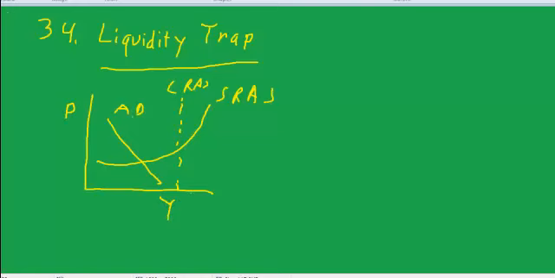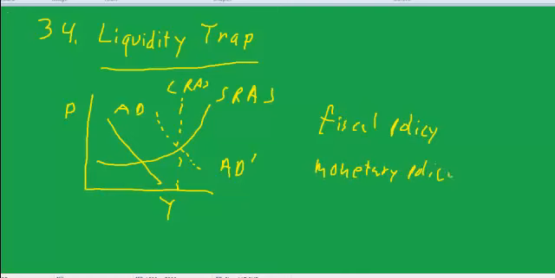And so what you want to do is raise aggregate demand. You want to shift the aggregate demand curve here. And then the question is, should you use fiscal policy, monetary policy, or both? Okay, fiscal policy would be increasing government spending or lowering taxes.